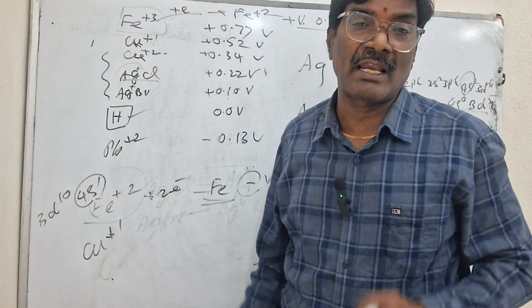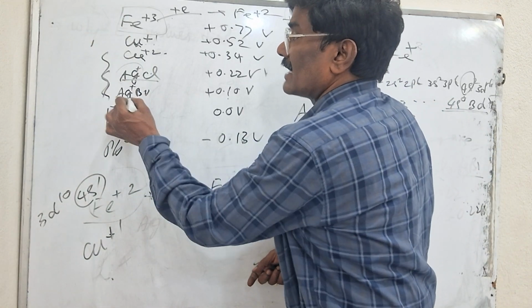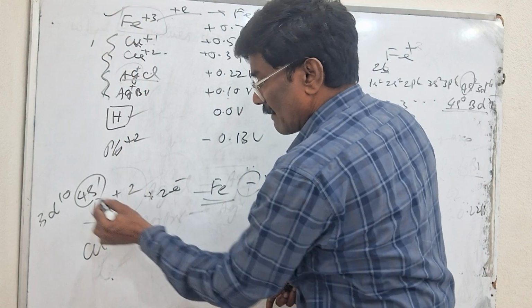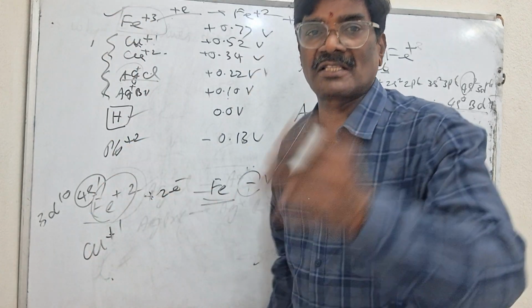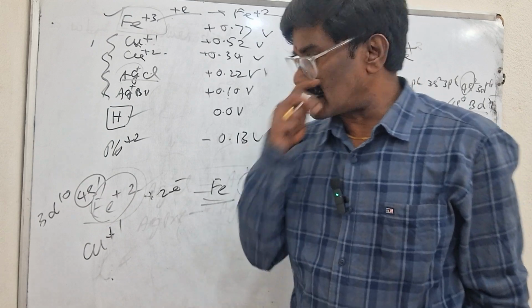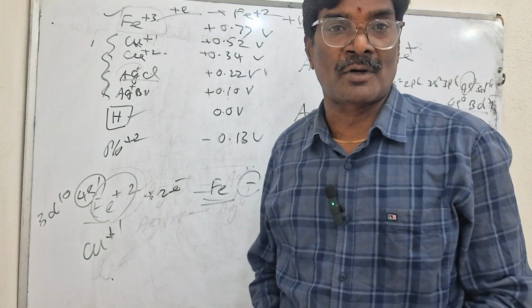This is also a very, very important concept relating to these 3 pairs: AgCl, AgBr, Cu plus 1 and plus 2, and Fe plus 3, Fe plus 2. These are the areas where questions are asked. And in the next session, we are going to talk about negative values also.